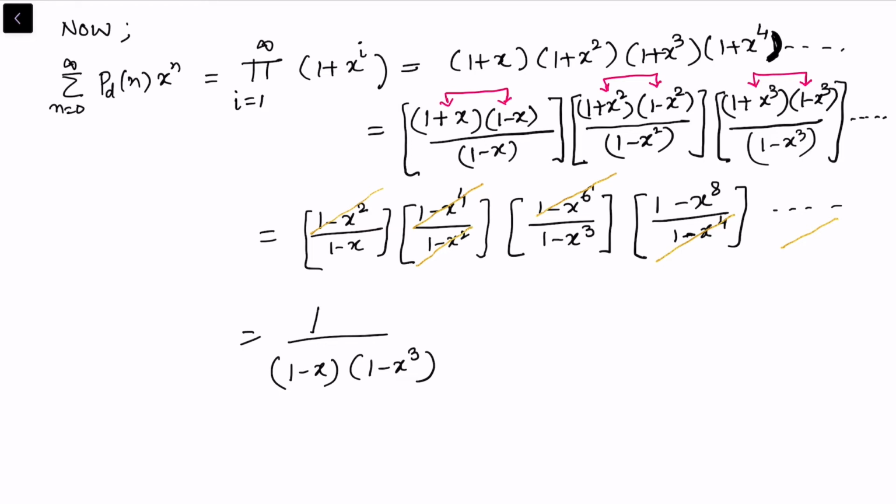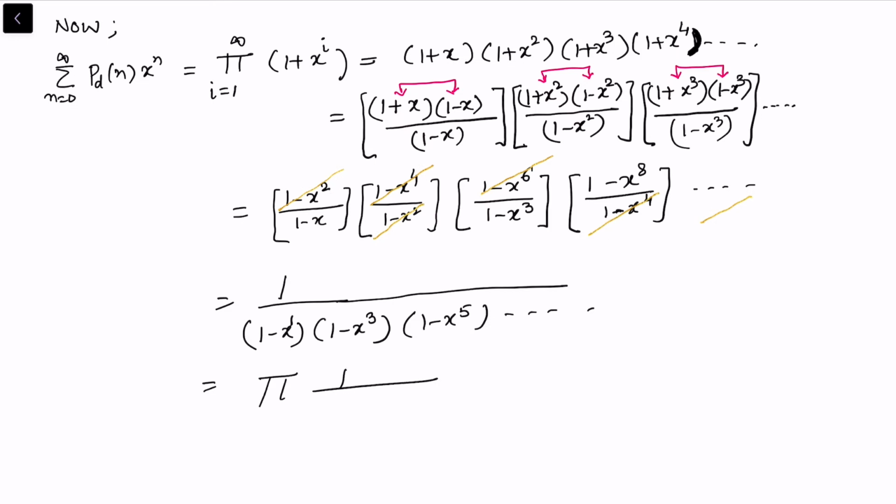It's an infinite series, so we are going to get something like this. Now we notice that every term in the denominator is odd: 1, 3, 5, and so on. This is the same as the generating function for partitions into odd parts. So if I want to write 1, 3, 5, what will I write? 2i minus 1, i varying from 1 to infinity. And this is the same as the generating function for partitions into odd parts, x to the power n, n goes from 0 to infinity.